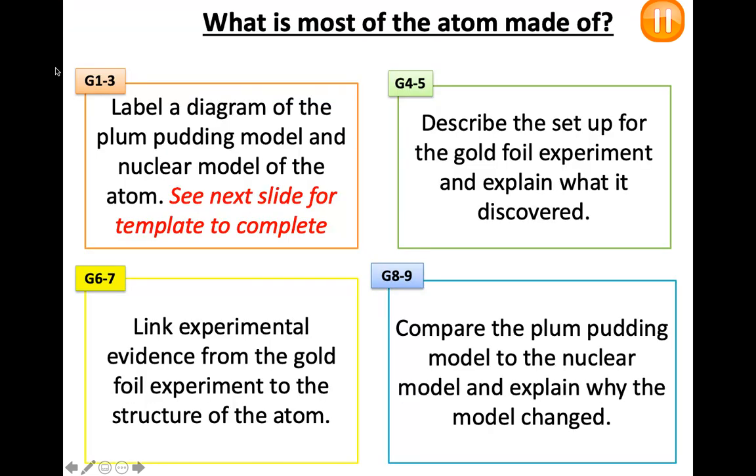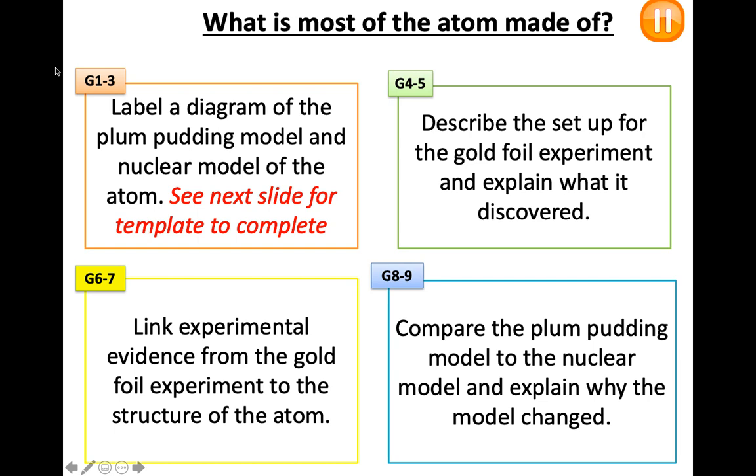Okay, so the first task is to label a diagram of the plum pudding model and nuclear model of the atom. Grade 4 to 5, describe the setup for the gold foil experiment and explain what it discovered. Grade 6 to 7, link experimental evidence from the gold foil experiment to the structure of the atom. And grade 8 to 9, compare the plum pudding model to the nuclear model and explain why the model changed.